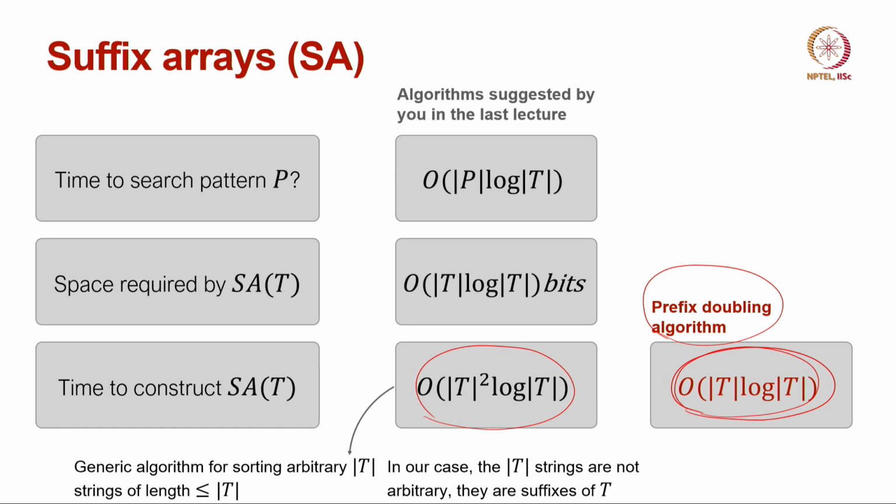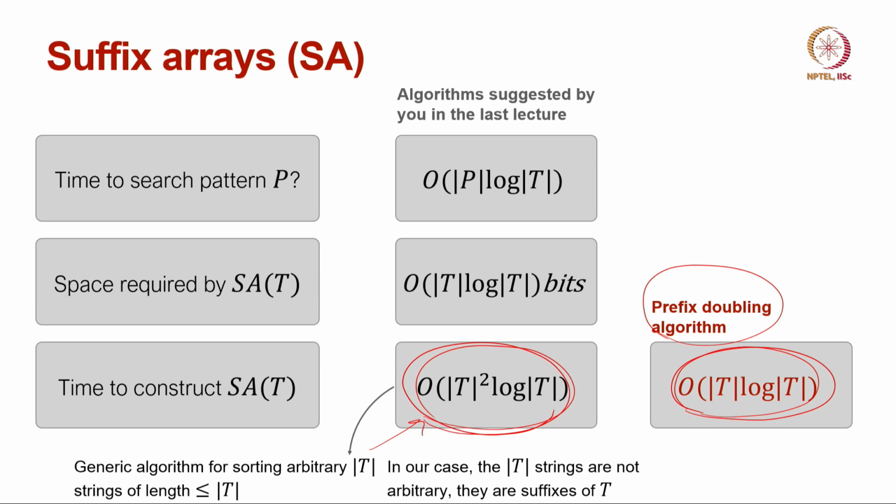The key property that we are going to use in this prefix doubling algorithm is the following. Remember that when we were solving this sorting of suffixes using merge sort, this t square log t time complexity will hold for sorting of any arbitrary strings of length t. So, if you take a set of strings and each of these strings is of length t, then this is the time complexity I would need to sort them.